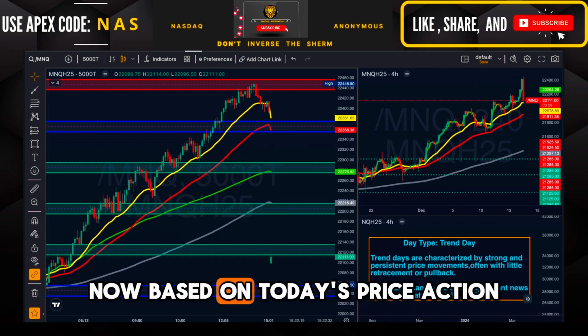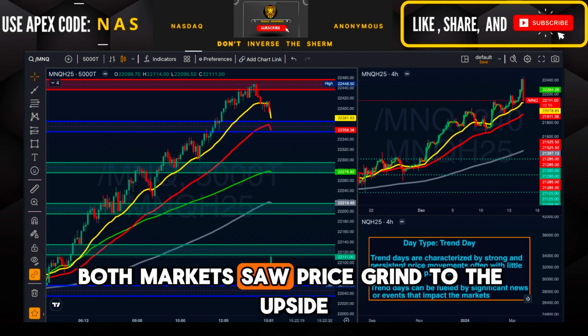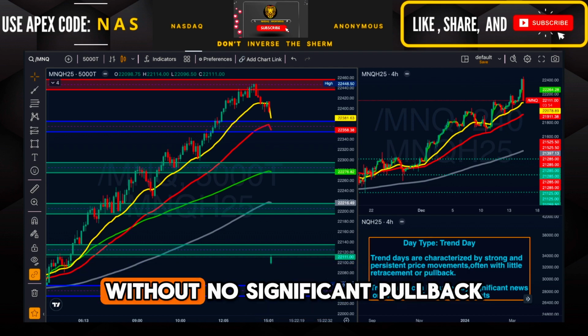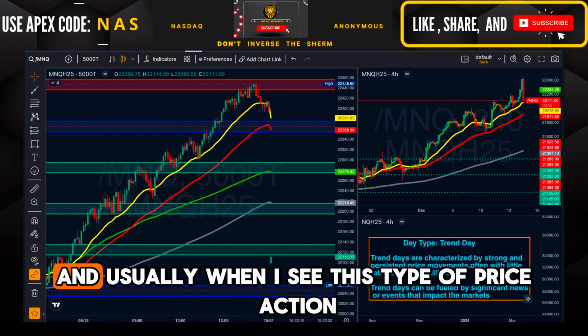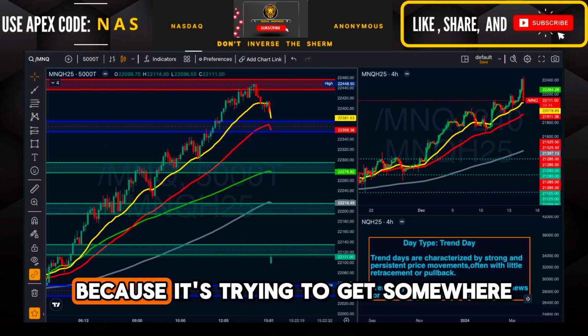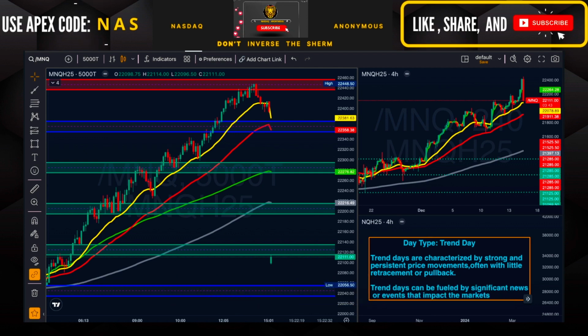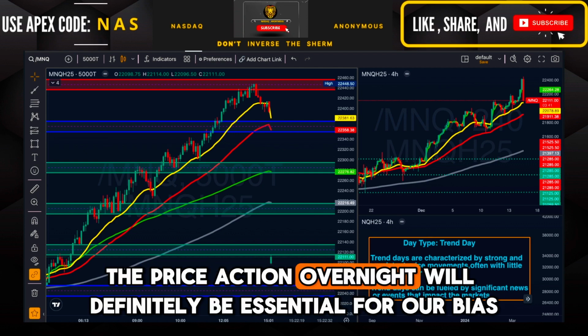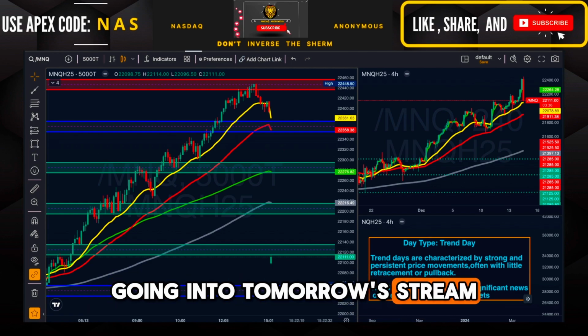Now, based on today's price action, both markets saw price grind to the upside without any significant pullback. And usually when I see this type of price action, it means that price is setting itself up ahead of news because it's trying to get somewhere. But the price action overnight will definitely be essential for our bias going into tomorrow's stream.